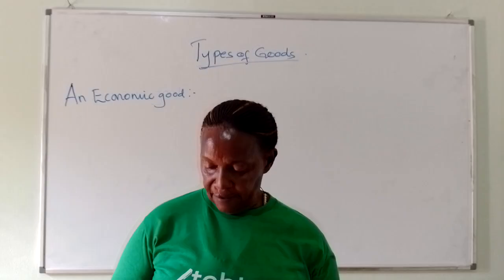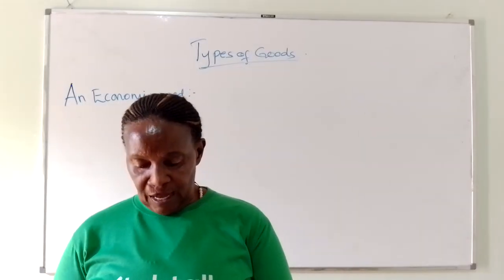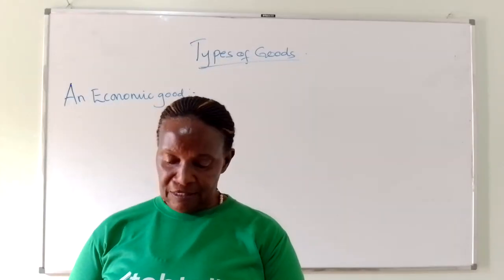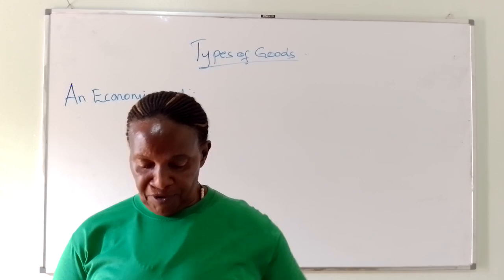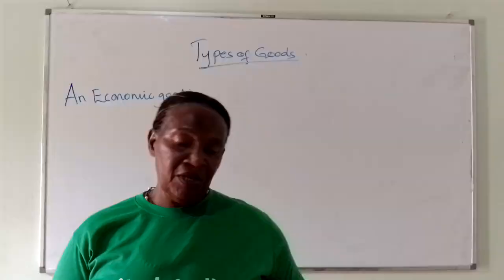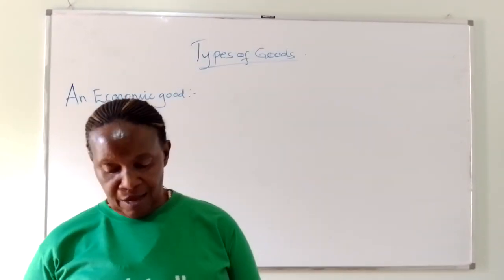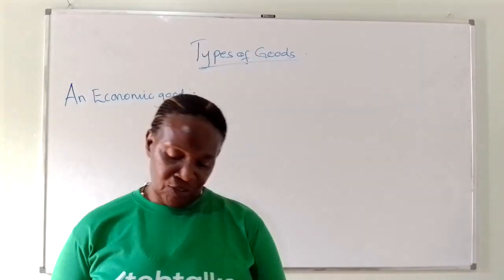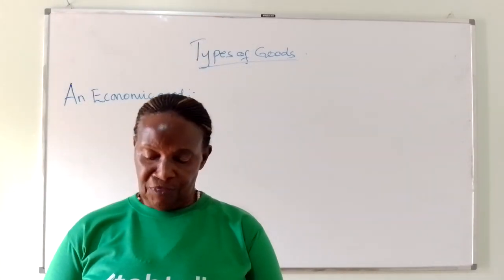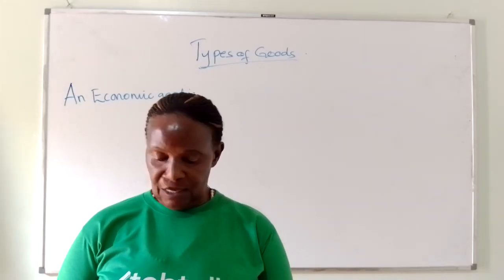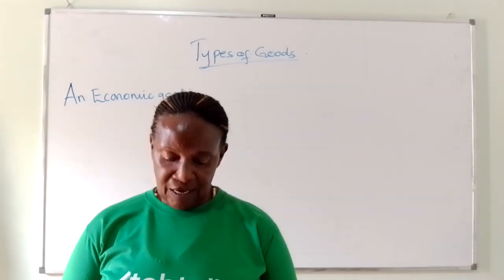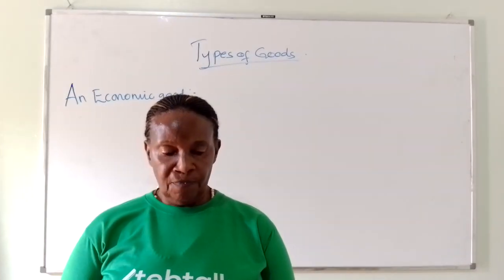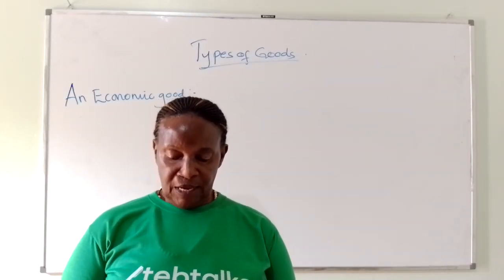All goods are not the same. So some goods are economic, others are free, others are for the public, others are for an individual privately given, others are inferior, others superior, others consumer, complementary, substitute, and so on. So we are going to look at all of them and then try to see their characteristics and how generally we can separate one good from the other. Let's begin with an economic good.